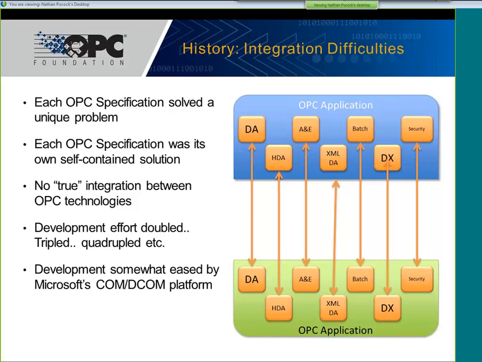You couldn't take a DA client and connect it to an HDA, a historical server, because the two technologies were different. Even though they were both OPC, they were different. So there was no unification of OPC within those classic specifications. And from a developer standpoint, there was a lot of additional work that went into creating each of these different interfaces. So it wasn't ideal. The problems were solved in one aspect, but a few additional problems were created in another.